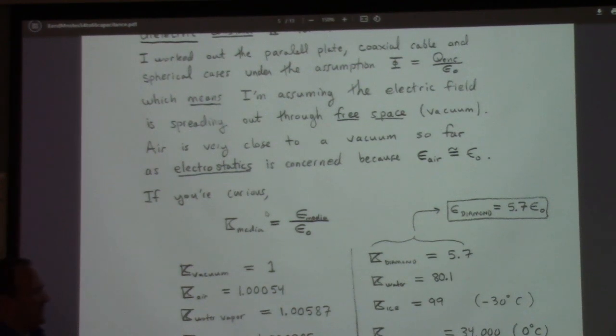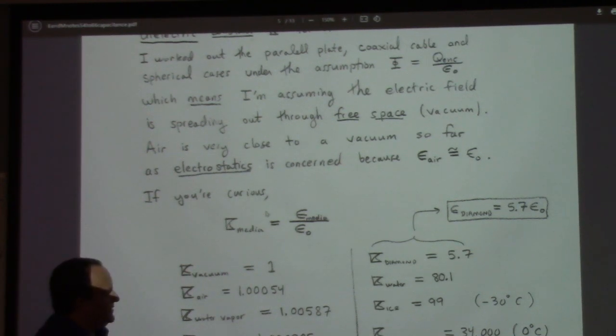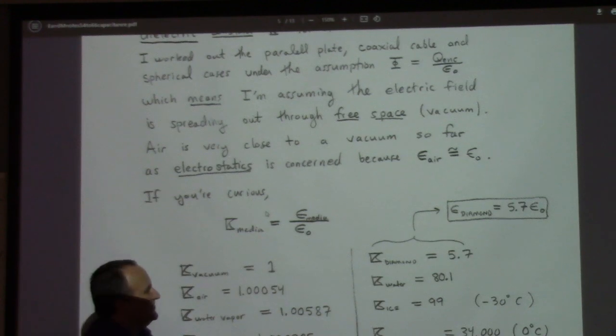As far as I know. Do we have a course in solid state physics? No, I don't think we do. So we should. Maybe we will someday, but demand it. So that's not my thing.